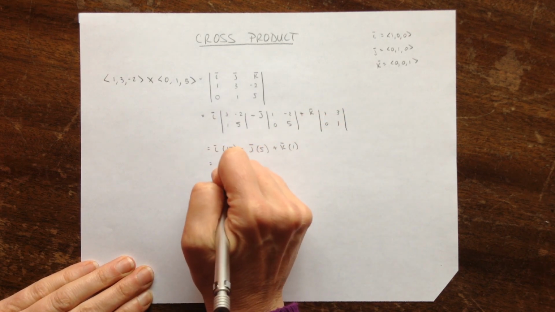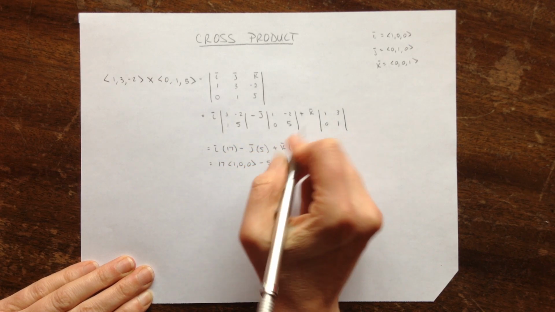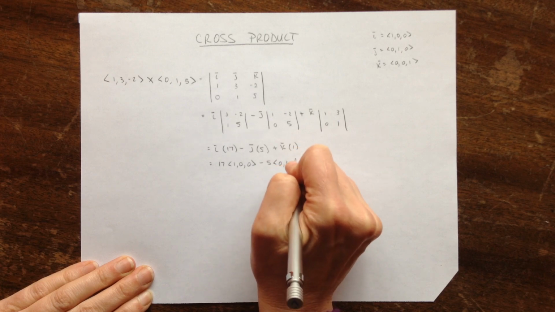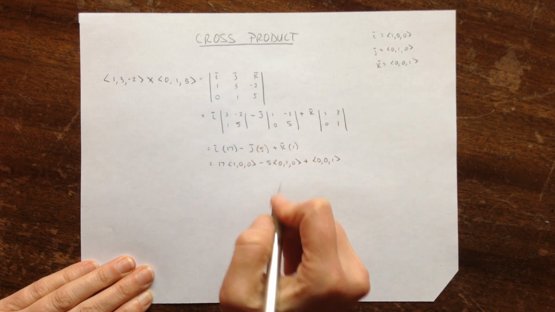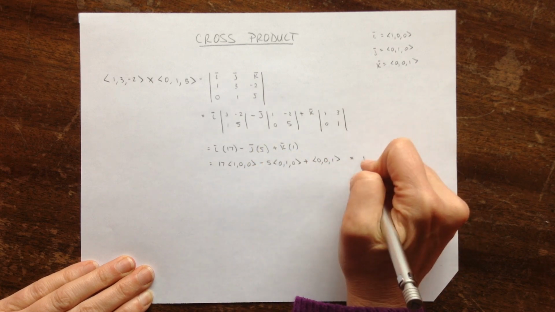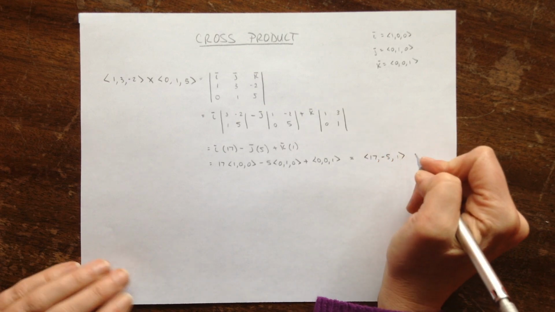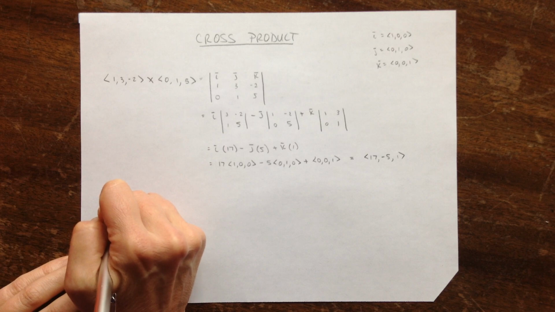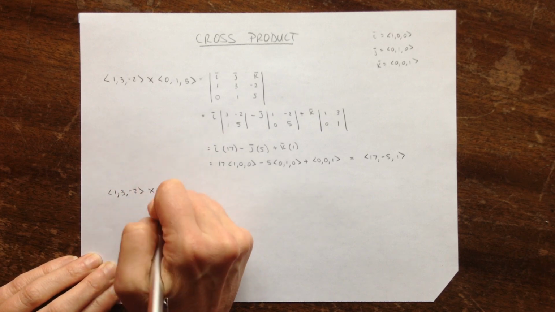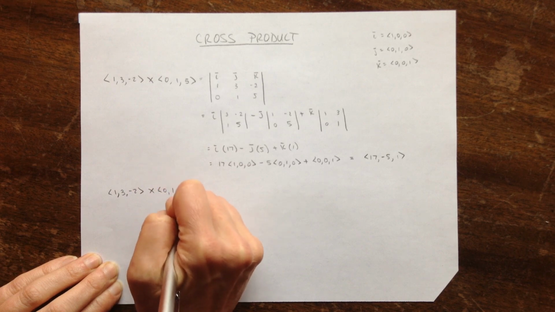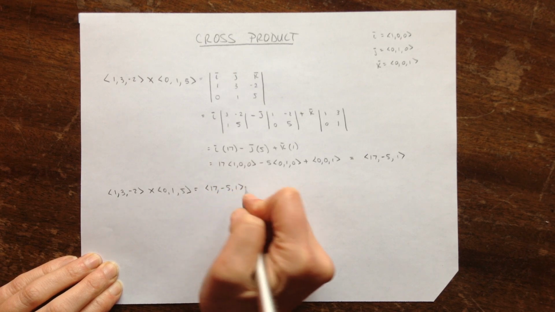And so what I have is 17 times i, which is 1, 0, 0, minus 5 times j, which is 0, 1, 0, plus 1 times k, which is 0, 0, 1. And so we end up with the vector 17, negative 5, and 1. So what we've done there is we've computed the cross product of 1, 3, negative 2 with 0, 1, 5, which is equal to 17, negative 5, and 1.